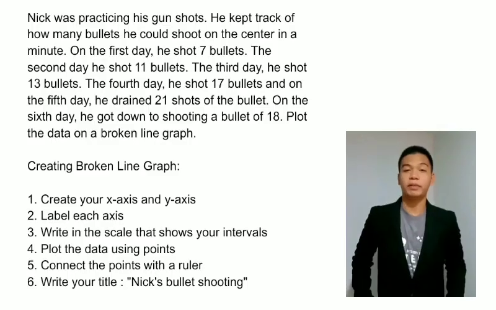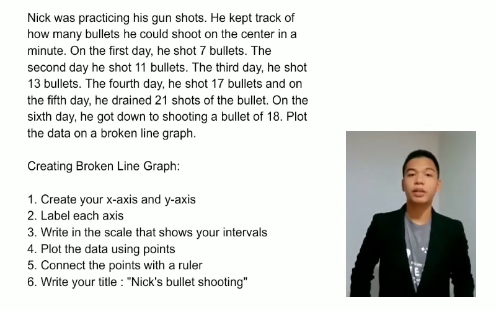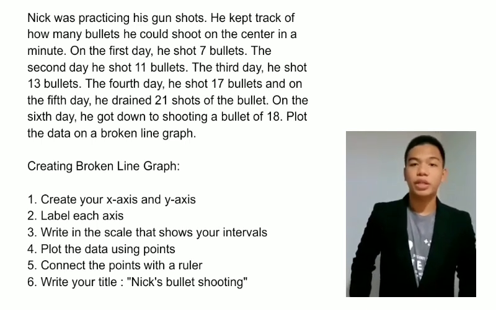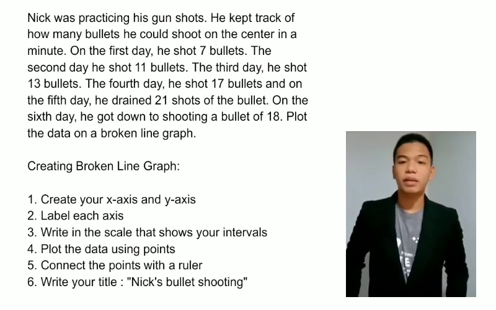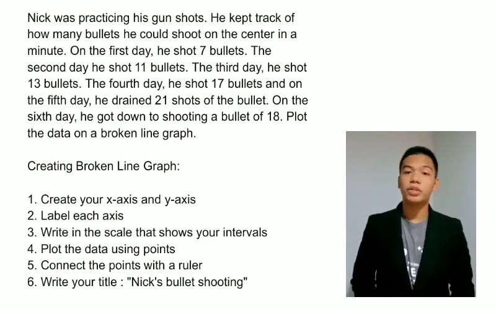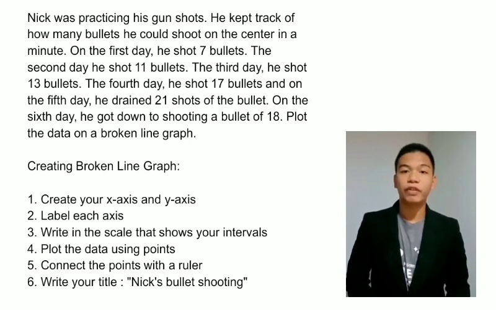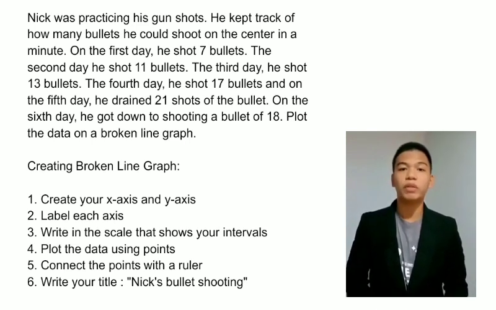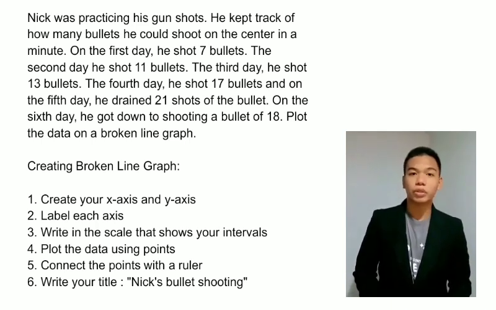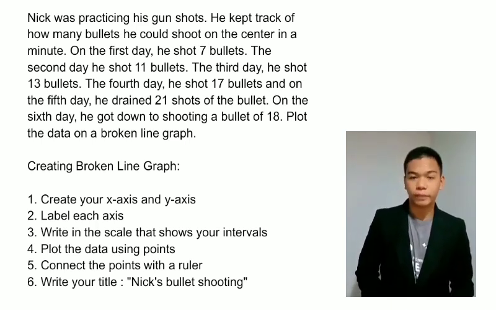For example, Nick was practicing his gunshot. He kept track of how many bullets he could shoot in the center in a minute. On the first day, he shot 7 bullets. The second day, he shot 11 bullets. The third day, he shot 13 bullets. The fourth day, he shot 17 bullets. And on the fifth day, he shot 21 bullets. On the sixth day, he got down to 18 bullets. Get the data in the broken line graph.